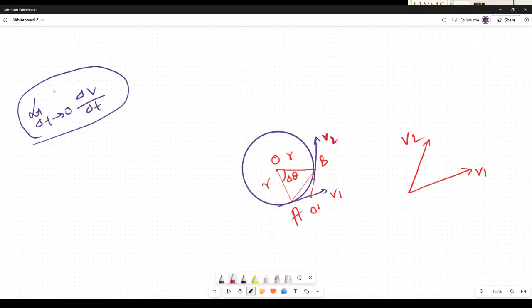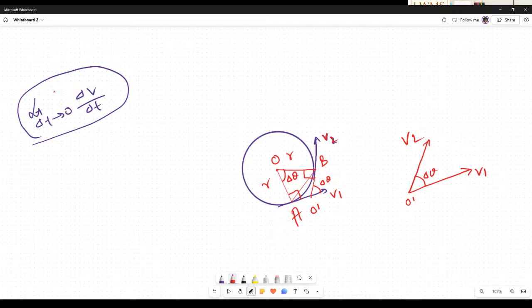Can you tell me what is the angle between V1 and V2? This is delta theta, this portion is 90 degree, this is 90, so this has to be equal to delta theta. So the angle between V1 and V2 is delta theta, and this is the point O dashed.